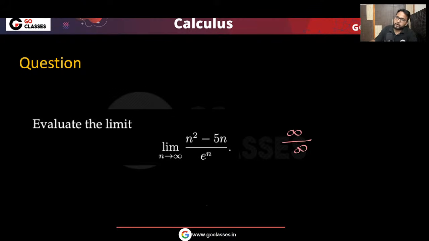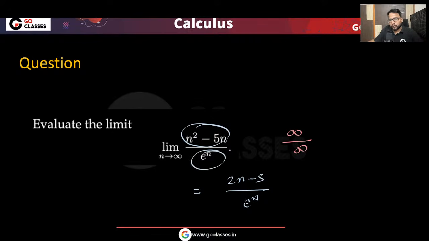If it is infinity upon infinity, then you can apply this rule. And how to apply this rule? You just say differentiate this and differentiate this. Although the differentiation we have not covered, I hope the basic differentiation you know. This is 2n minus 5 upon e power n. If you differentiate this numerator and this denominator, this is going to be 2n minus 5 upon e power n. Now you differentiate again.